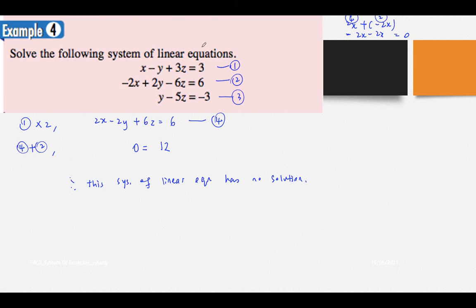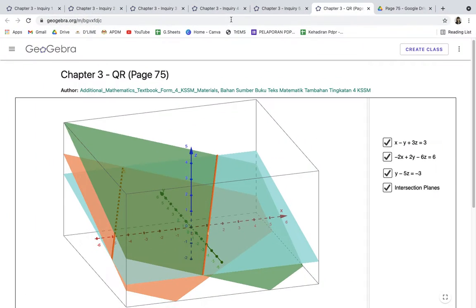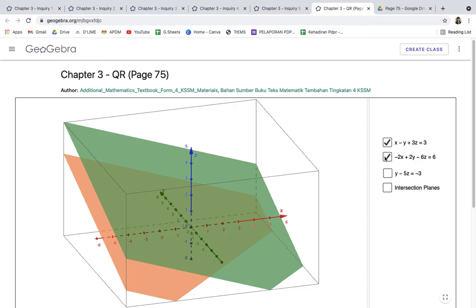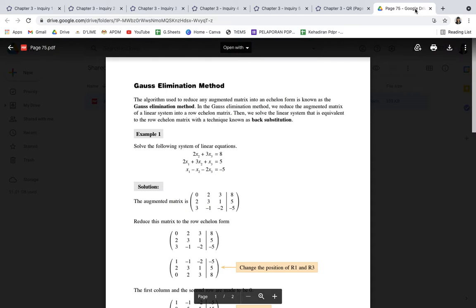Okay, we can show this in GeoGebra software. This one. It has no solution because the planes do not all intersect each other. This is the first equation, the second equation, and below is the third equation. It is 3D, so you have to imagine. These are intersecting planes, but it cannot find one intersection point. Okay, another one we call the Gauss elimination method. You can learn this later when you enter form 6 or pre-U.